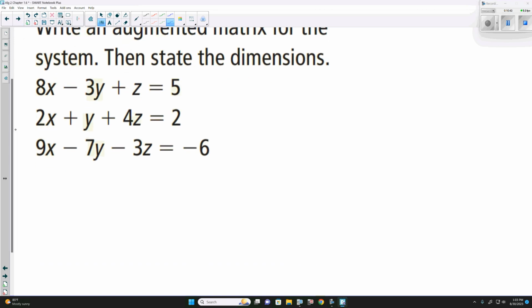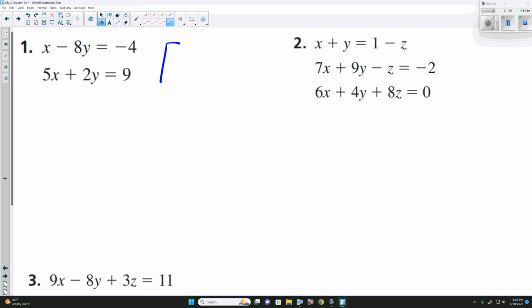We're going to add something here in a minute, but we want to get used to doing these first. Do we need to adjust any of these here? Okay. So what would our first row be? Here we go. 1, -8, -4. Our next one would be, and this is a 2 by 3. How about the next one?